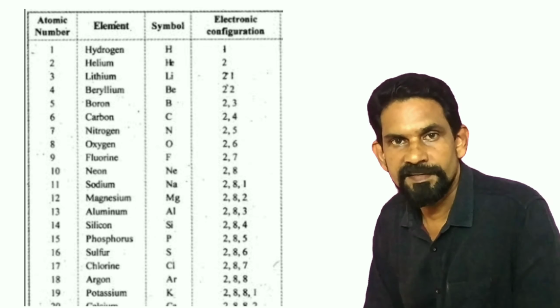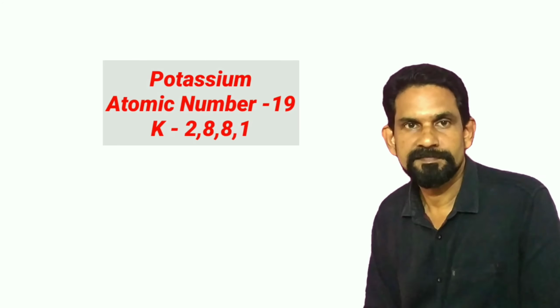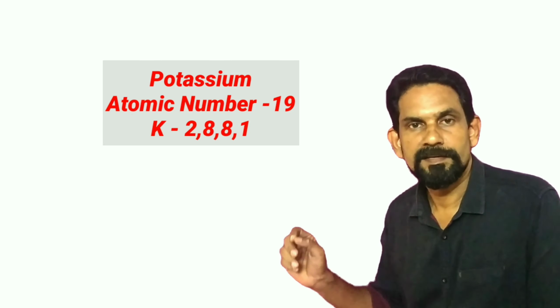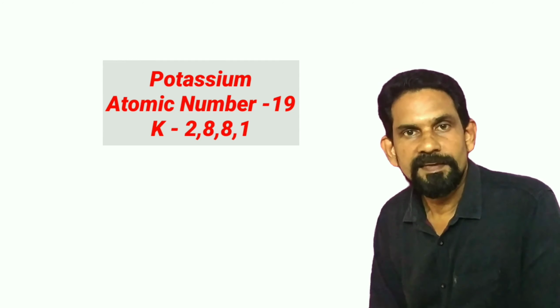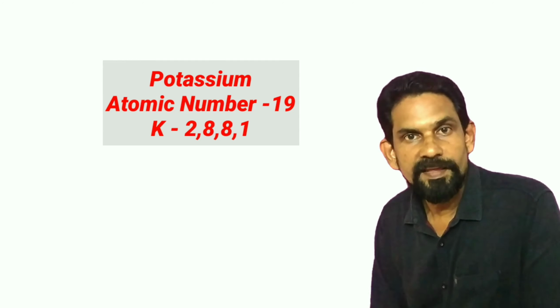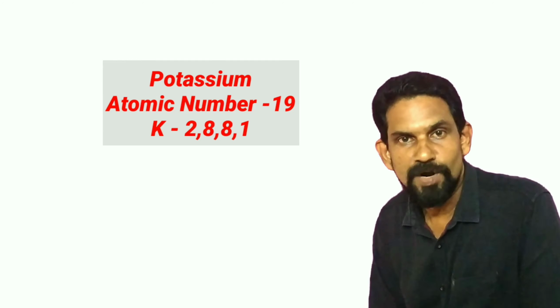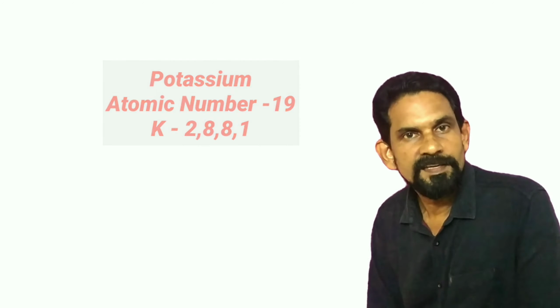Okay? Then what is the atomic number of potassium? Yes, it is 19. Then write the electronic configuration of potassium. It is 2, 8, 8, 1. Okay? It is not 2, 8, 9. Why is it 2, 8, 8, 1?